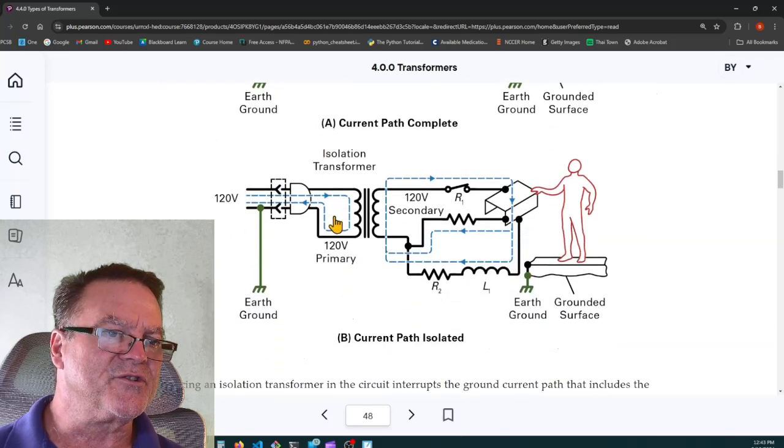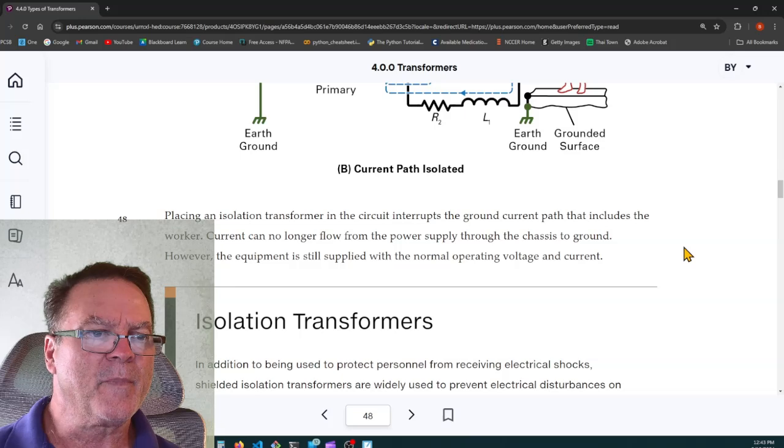Using an isolation transformer, however, isolates that secondary so that if you're touching the metal plate, it doesn't have any path to ground. It's isolated, so you can touch it and not get hurt.